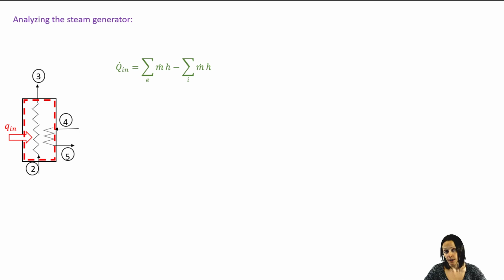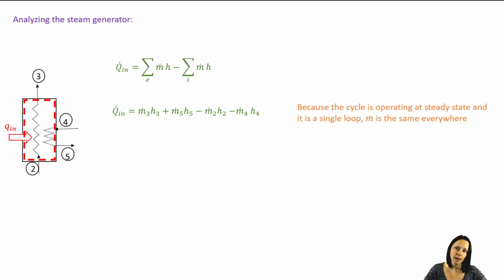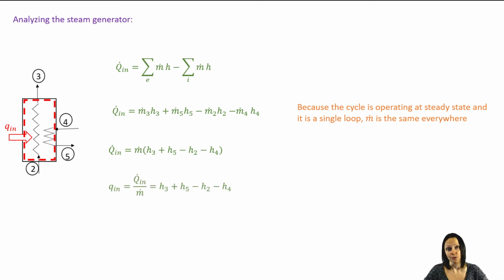For this control volume, I've got 2 inlets and 2 outlets. So I've got things coming out at 3 and 5 and things coming in at 2 and 4. And because that cycle is operating at steady state and it's one big closed loop, the mass flow rate is the same everywhere. So m dot 3, m dot 5, m dot 2, m dot 4, those are all equal to one another. And then I could divide through by m dot to get things in terms of little q, which would be kilojoules per kilogram.